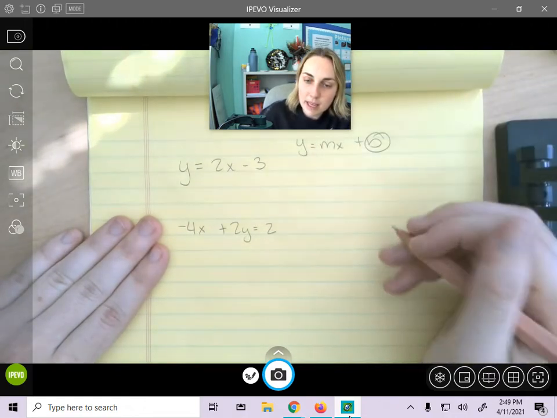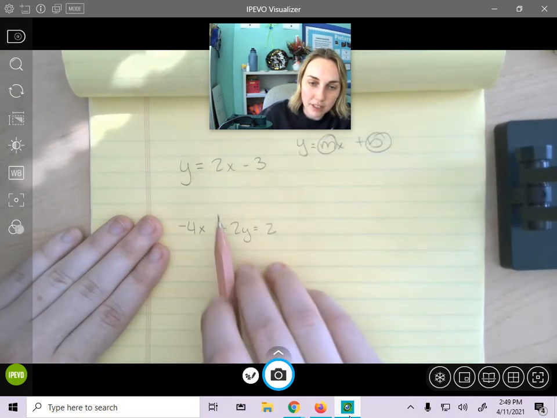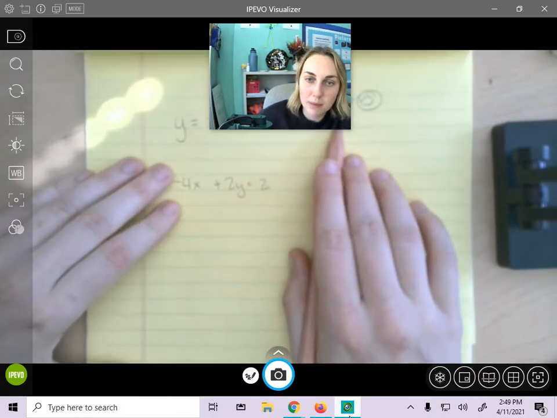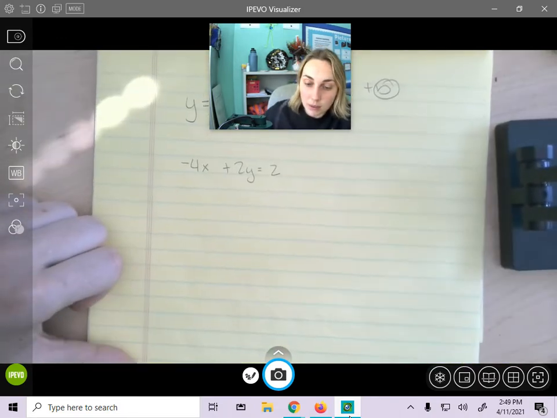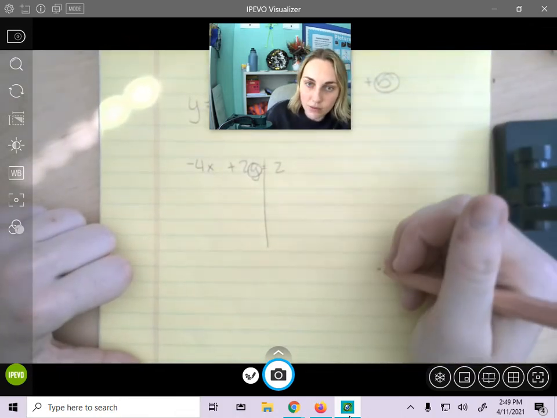So the y-intercept is b, the slope is m. Okay, so now I want to see how this one matches up to this one. To do that, I need to turn this into y equals mx plus b form. If you remember in our past videos, you can do that. This is how you do it. Your whole goal is to get y by itself.